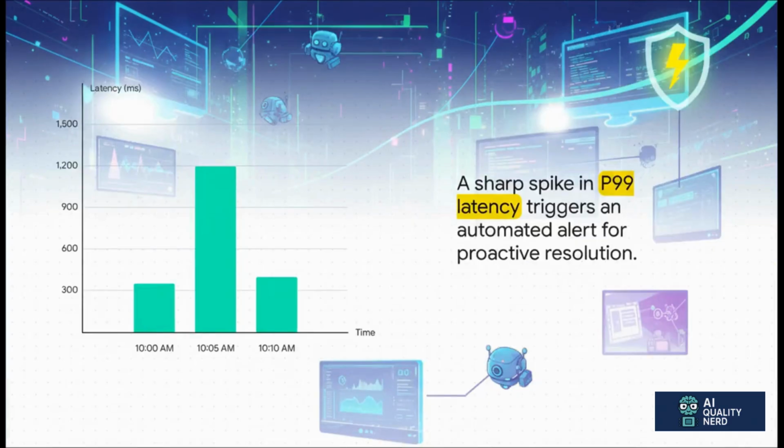And this chart is the perfect example of the goal. You want to be able to see a sudden spike in latency for your slowest requests, your P99, and have an automated alert go off before it becomes a huge problem for your users. This is what it means to be proactive, not reactive.